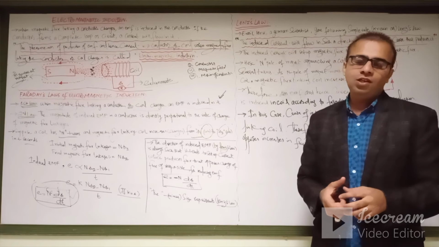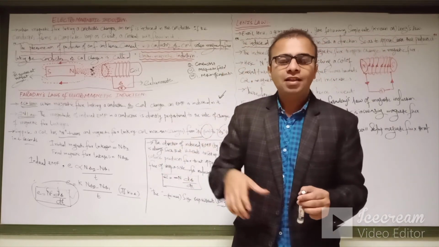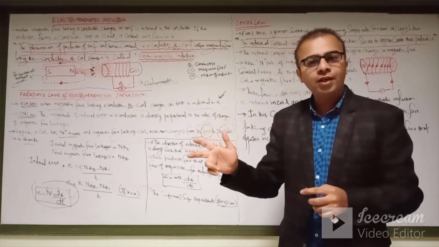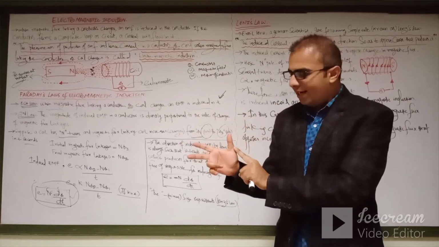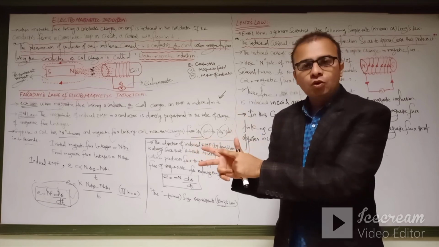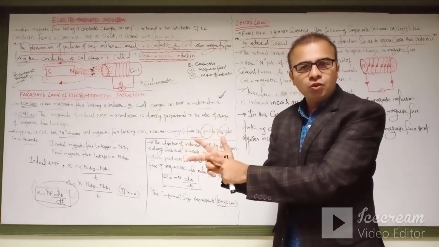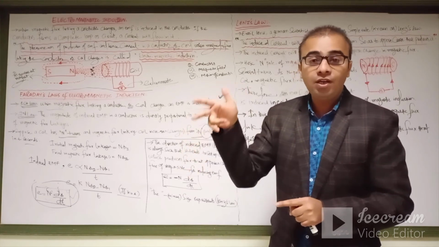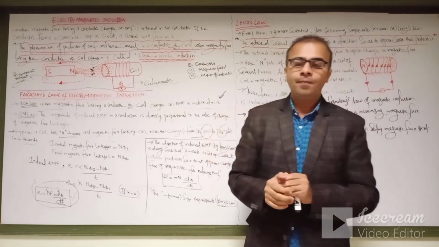The direction of the induced EMF can also be determined with another principle called Fleming's right hand rule. In the right hand rule, stretch out the forefinger, middle finger and the thumb. The thumb shows the direction of motion of the conductor, the forefinger shows the direction of the magnetic field, and the middle finger shows the direction of the induced current generated within the conductor. So this is Fleming's right hand rule.